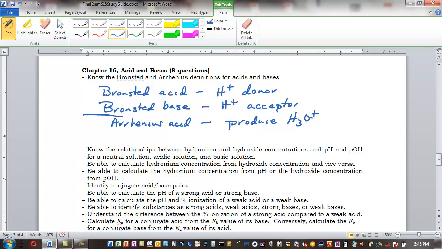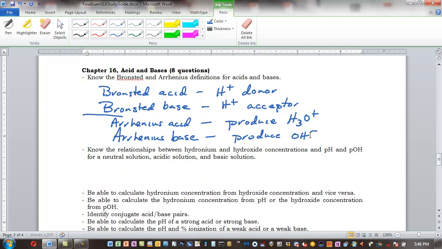If you know you have an acid, you better get hydronium as a product, particularly for most reactions. When we get to Lewis acids and bases, those can be different. But for the bulk of what you need to know for this final exam, if you have an acid, it better produce hydronium in water. Arrhenius base. They produce hydroxide. All right, got those?